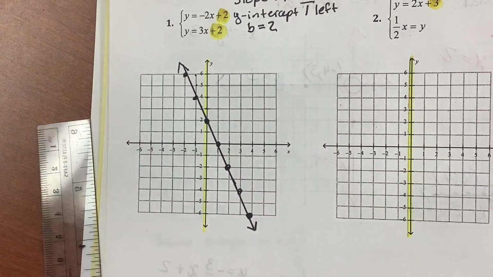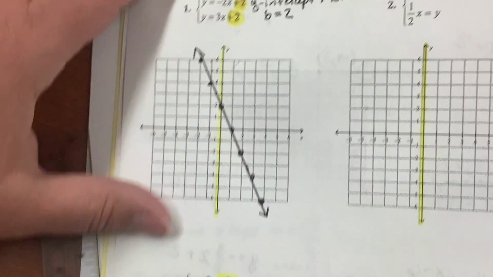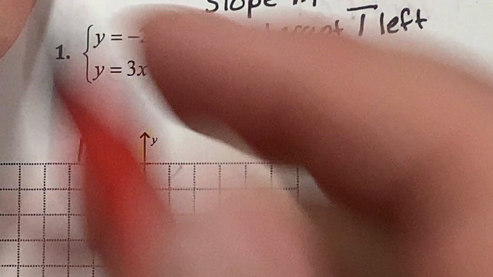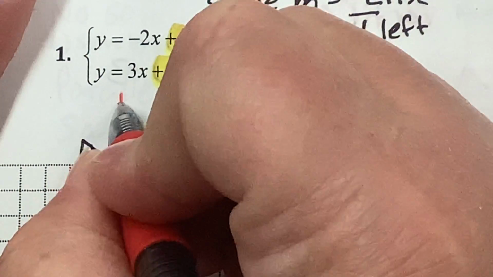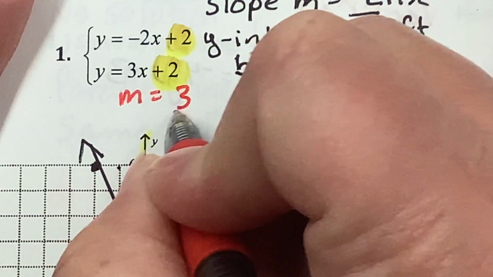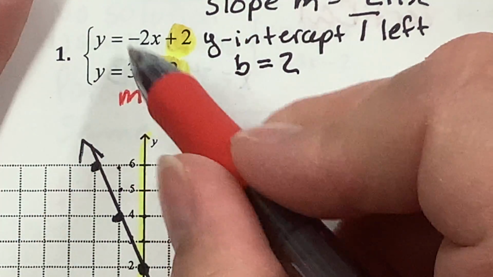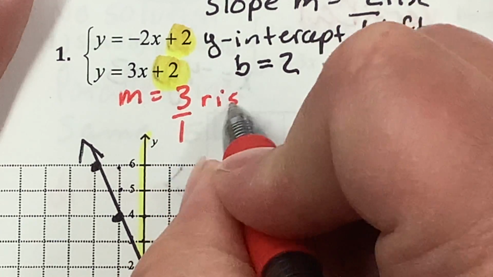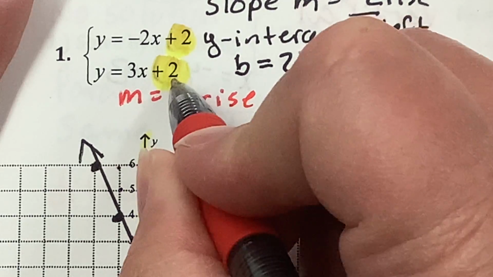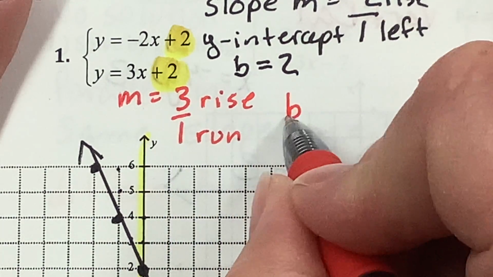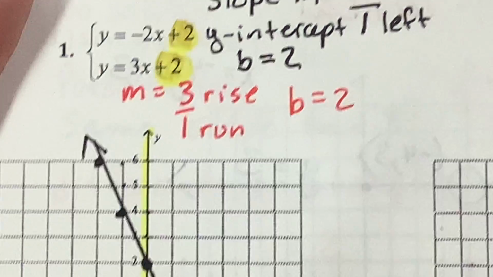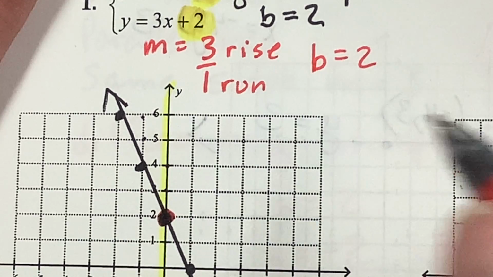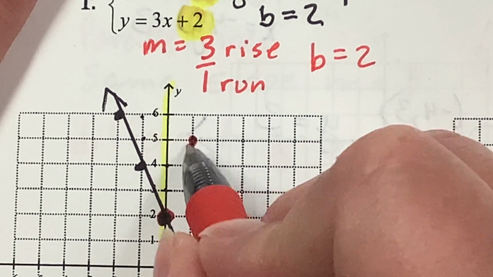Now, let's take a look at the other equation, this one. I'm going to graph this one in red. Why? So it's a little different. So I know here my m is 3 over 1. How do I know that? Because m goes next to x. It's the coefficient of x. So I'm going to rise 3 and run 1. And I begin at the 2. My b is 2. That's nice and convenient. It's right here. Then I rise 3 and run 1.